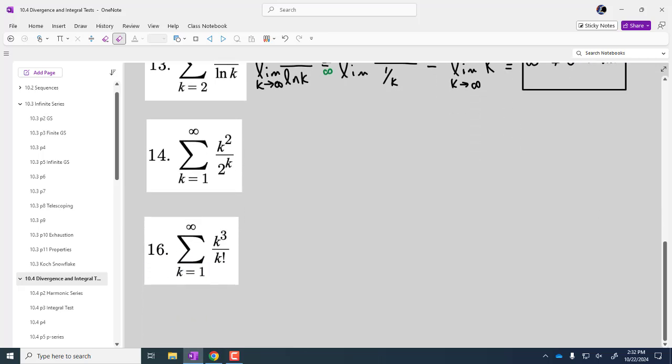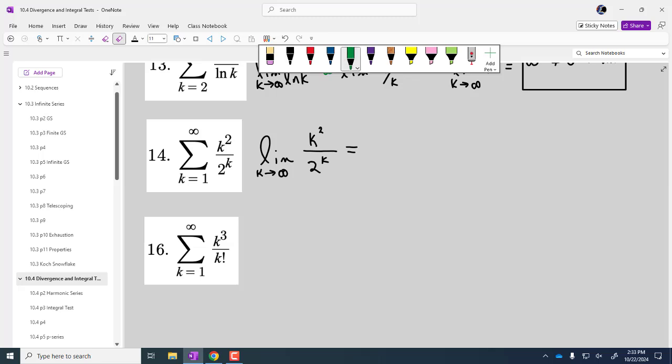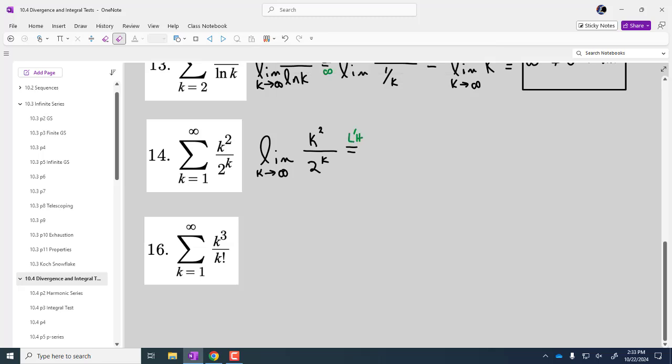Another one. So what's this one going to be? 0? Yeah. So we have polynomial over exponential. By growth rates, this limit's going to be 0. But this is one that we can take the limit of. We don't have to use growth rates, so we need to show it. This is indeterminate, so we are going to use L'Hopital's rule.